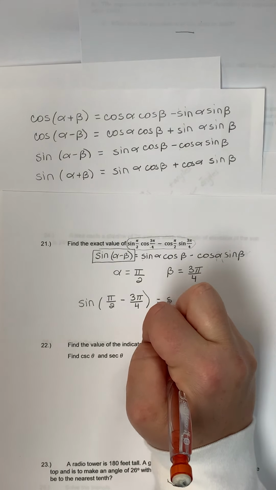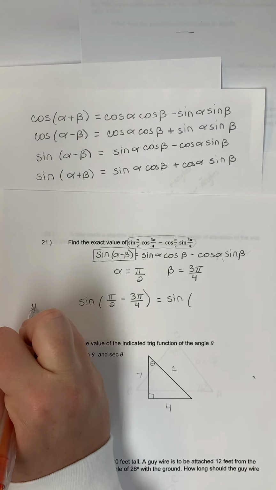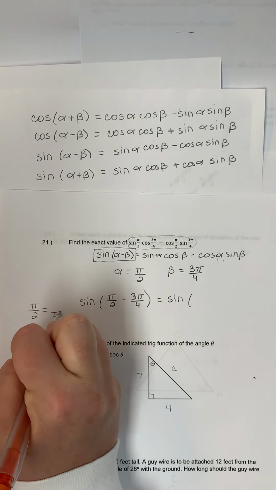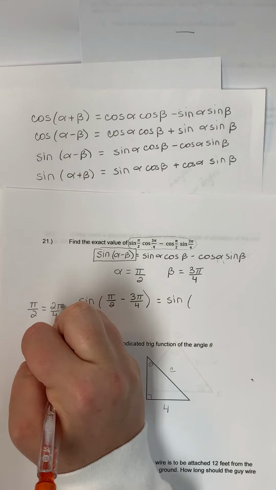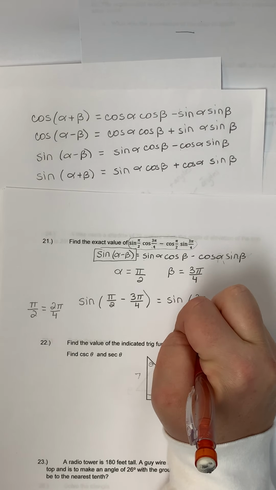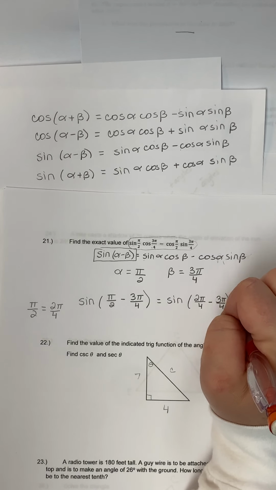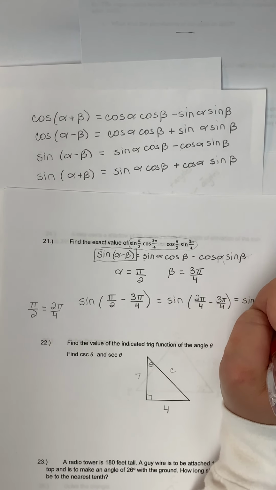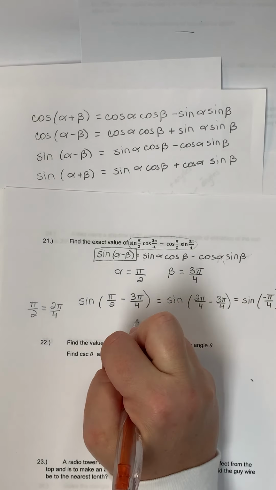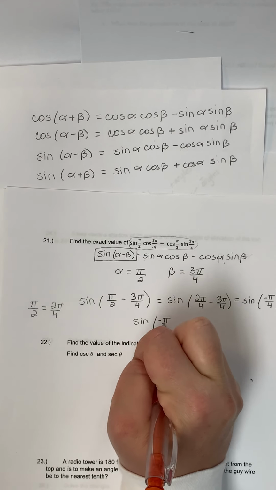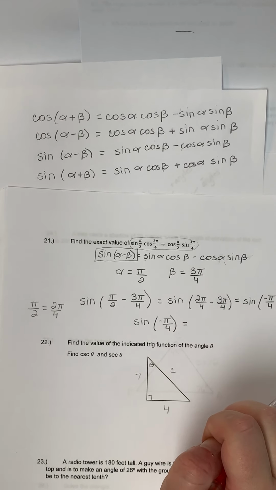Well, I want to combine these, but they don't have the same denominator. So if I take pi over 2 out here to the side and make it have a denominator of 4, I'm going to multiply top and bottom by 2. So I'm going to have 2 pi over 4 minus 3 pi over 4. This is going to give me sine of negative pi over 4. Okay, this is what I'm looking for. And once I find it, that value is my answer.